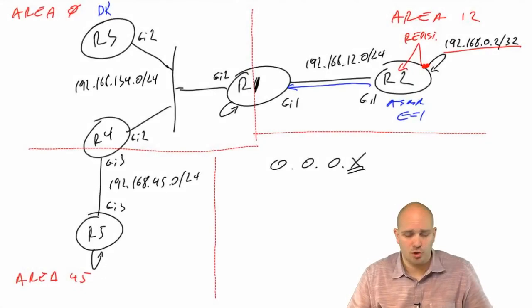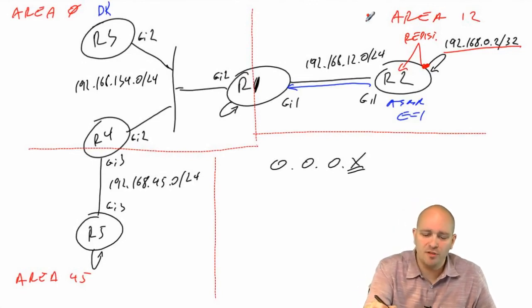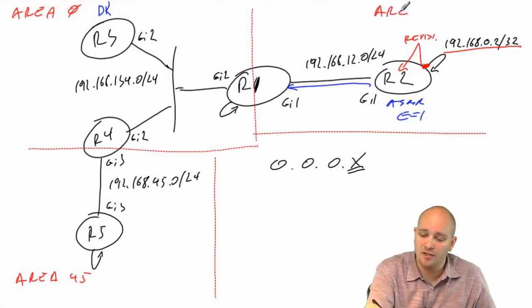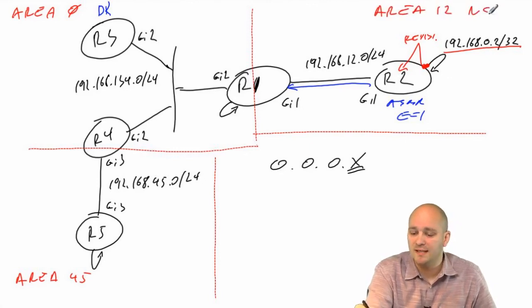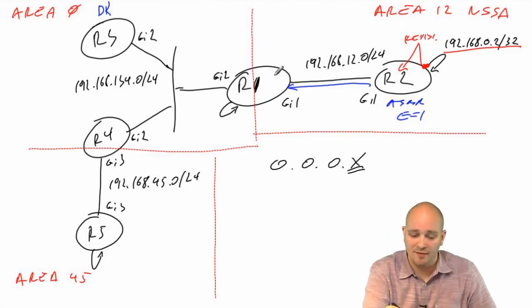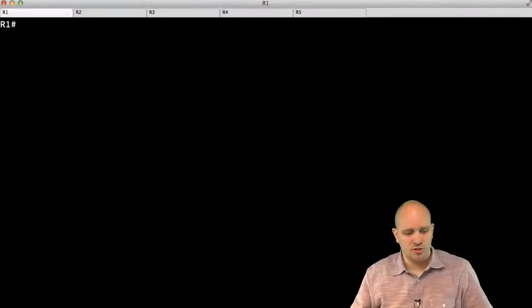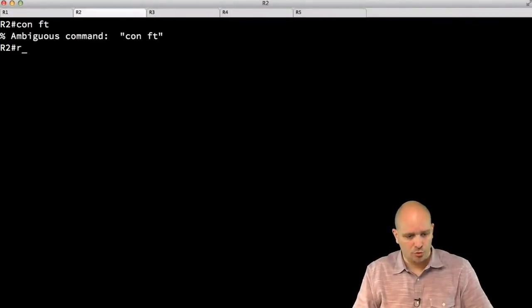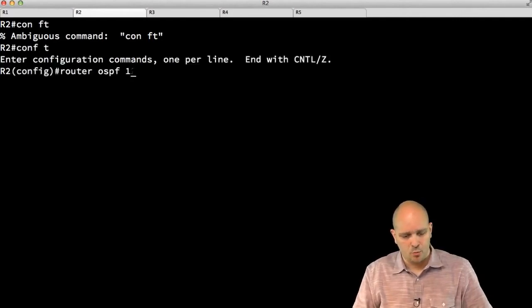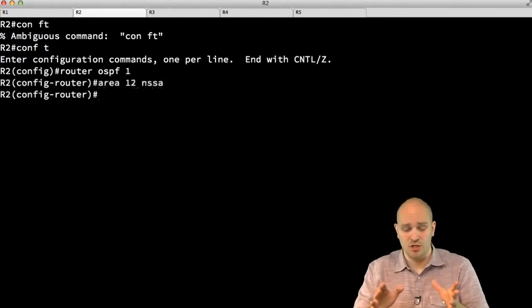Let's now make one more change in our network. I'm going to now modify my area 12 here. So let me delete this area 12 here. I'm going to change my area 12 to be the NSSA area. This is the only change that I'm going to make, but I have to make this change on R1 and I have to make this change on R2. I'm going to start with R2, so I'm going to go into my router OSPF 1, and I'm going to say area 12 NSSA. As I said, this is the only change that I'm going to make.